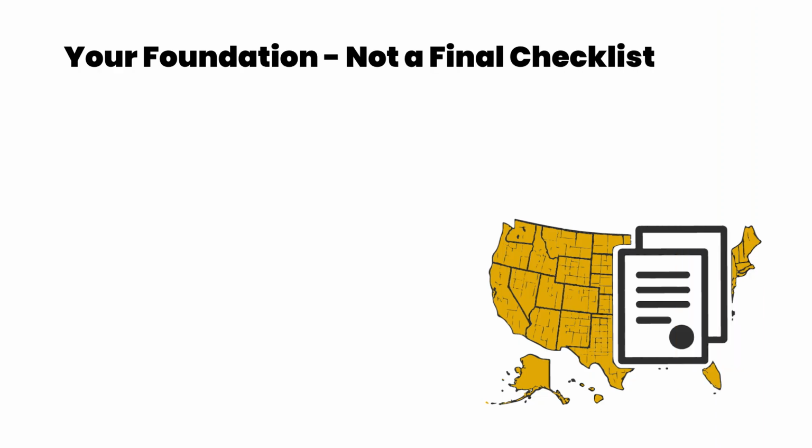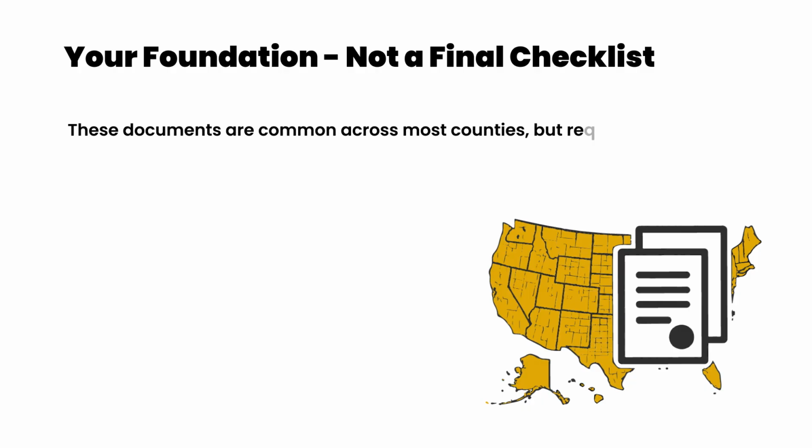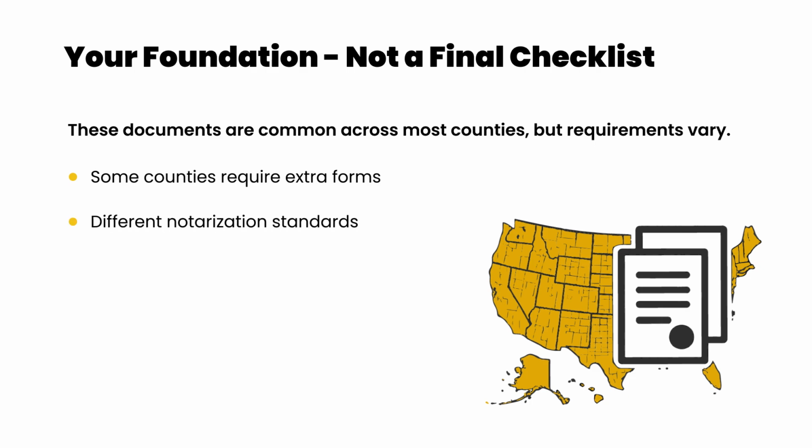Now, one thing I want to be clear about before you take this list and run with it. Everything I just walked you through is the core. These are the documents that come up in almost every county across America. But requirements do vary. Some counties will ask for something extra. Some have a slightly different version of a form, a different notarization standard, or an additional step that is specific to how that county operates.